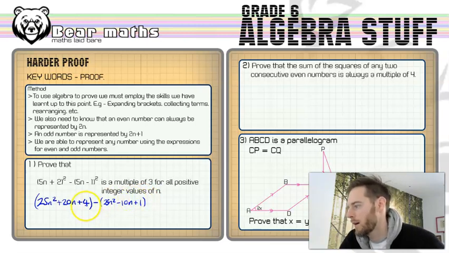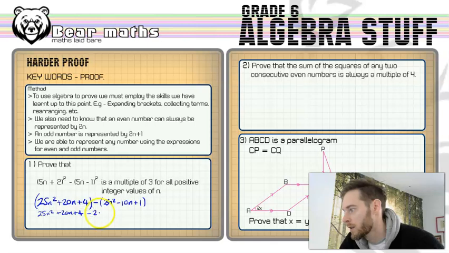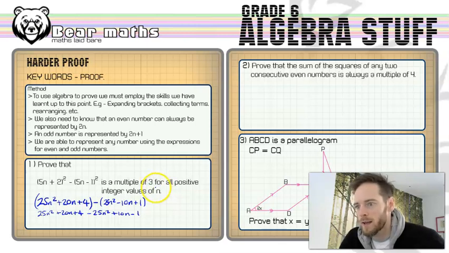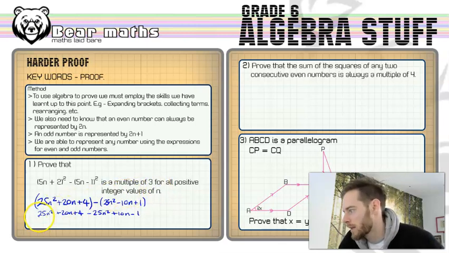Now, because there's a negative, and I've taught you about this as well, if there's a negative on the outside of a bracket, everything inside, we're going to change the symbol in front of it. So I've got 25n squared plus 20n plus 4 staying exactly the same, but minus 25n squared minus 10n plus 1. That's really important, otherwise you won't get to prove what they want you to prove because it won't work out. So let's collect together everything that we can.